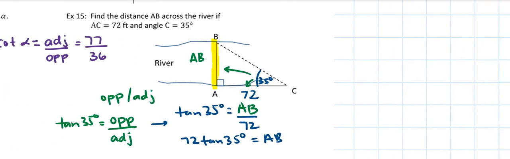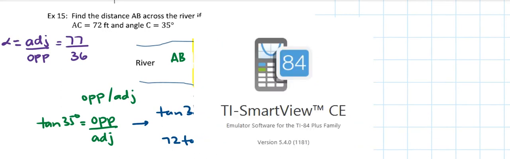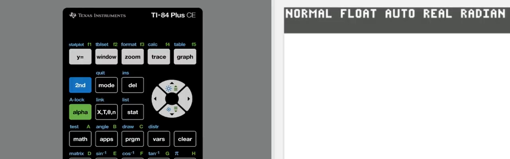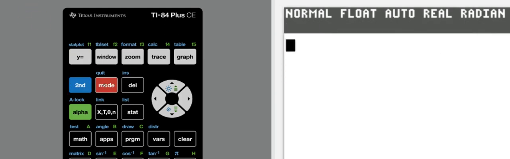So in this case, I would pull out my calculator. Let's see if I can pull that up for you all. Sometimes it takes a little bit of time. I may need to move the viewing window just a little bit so that you could all see what's showing up. What I want to do is look at what is 72 times tangent of 35 degrees.